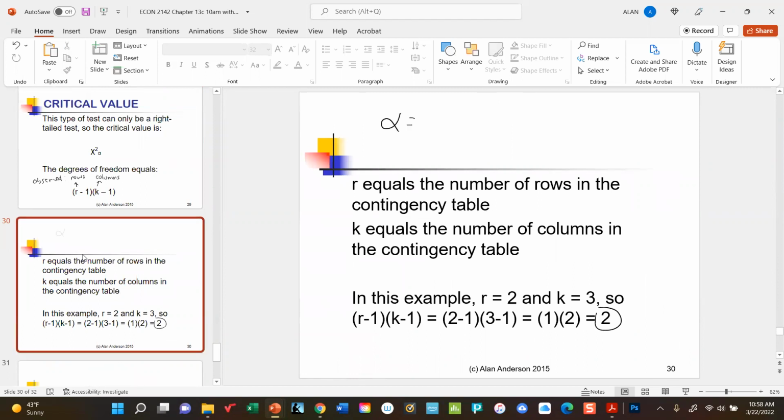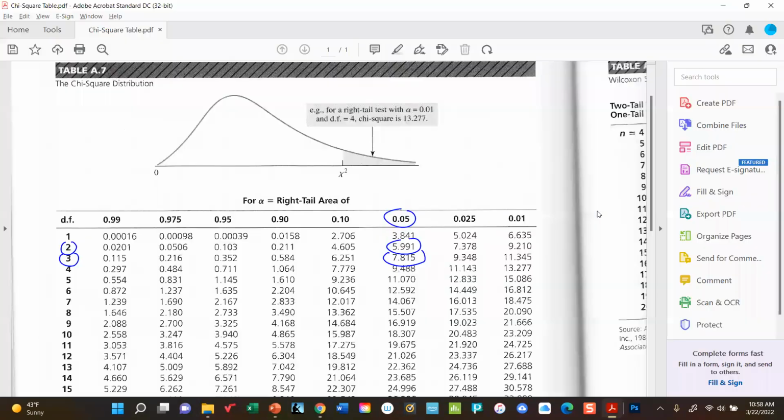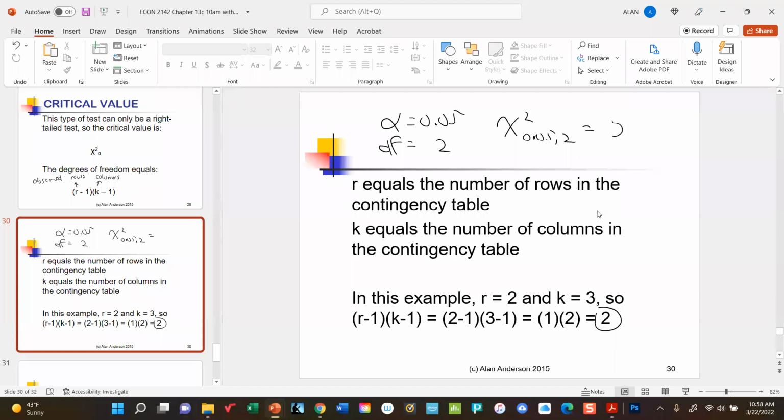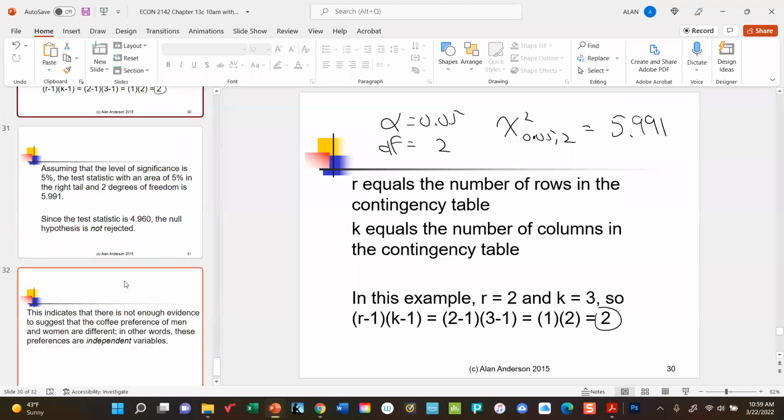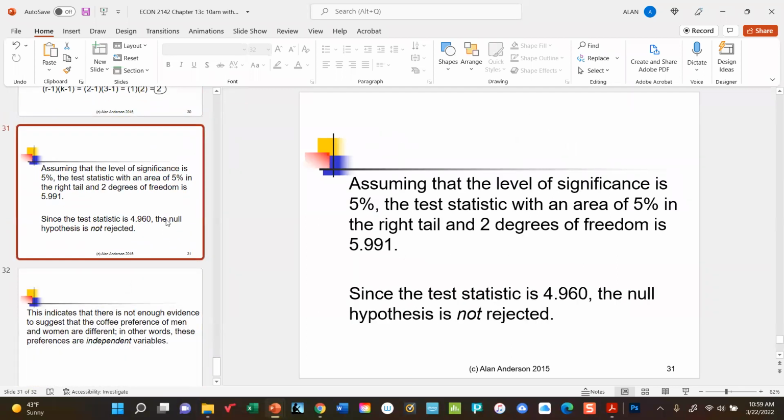And with alpha 0.05, we've already seen this one earlier. We can look it up again if we need to. That was the 5.991. And guess what? Once again, we're unable to reject the null hypothesis.